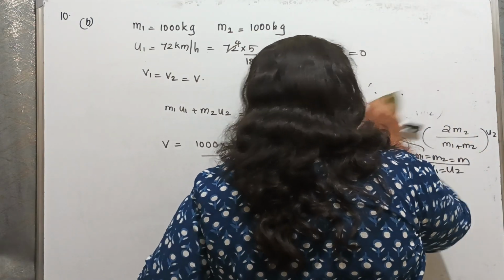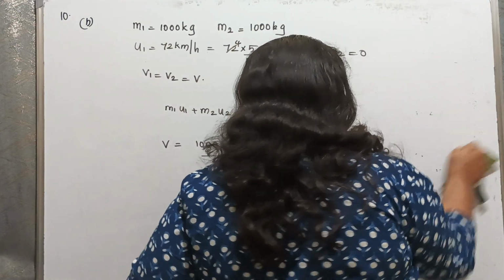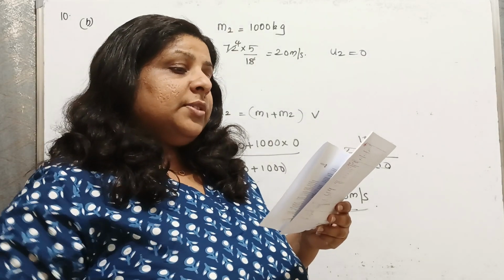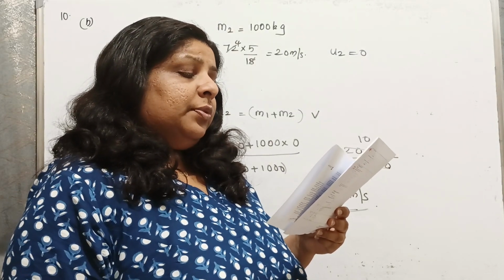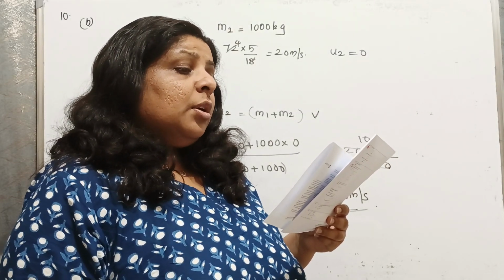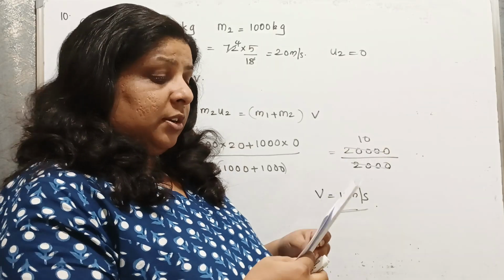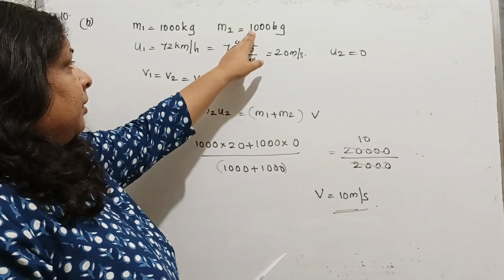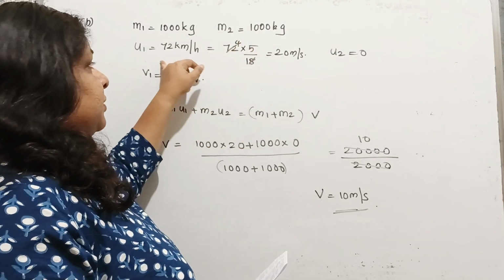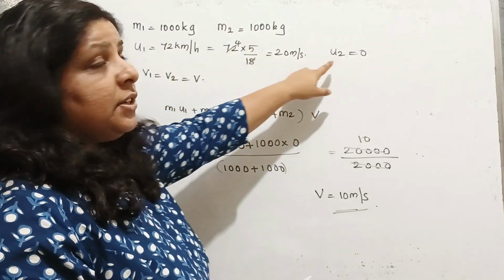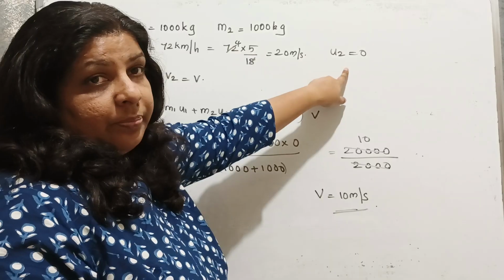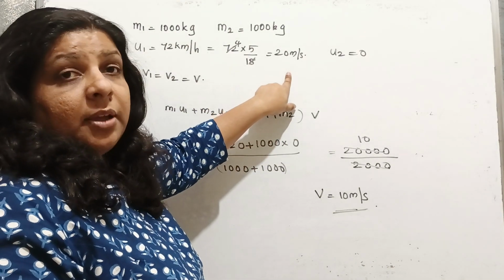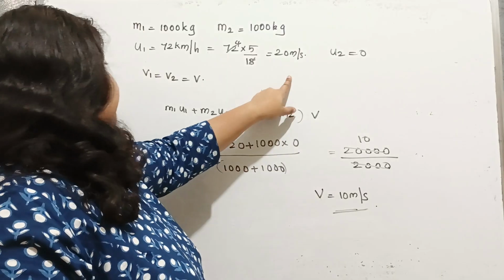Now, the problem part. A truck of mass 1000 kg moves with a speed of 72 km per hour and collides with a stationary truck of the same mass. So the two trucks have the same mass. Initially the first truck has 72, the second truck is initially at rest, so you take 0. So 72 km per hour you convert to meter per second by multiplying it with 5 by 18.